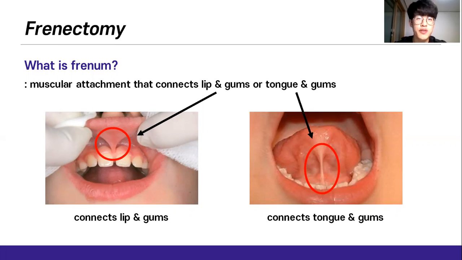Have you ever heard of frenum? Our lips, cheeks, and tongues are connected to the gums by oral tissue called frenum. Frenum is a muscular attachment which connects lips and gums, or tongues and gums. Frenum sometimes secures and sometimes restricts the motion of mobile organs in the body.